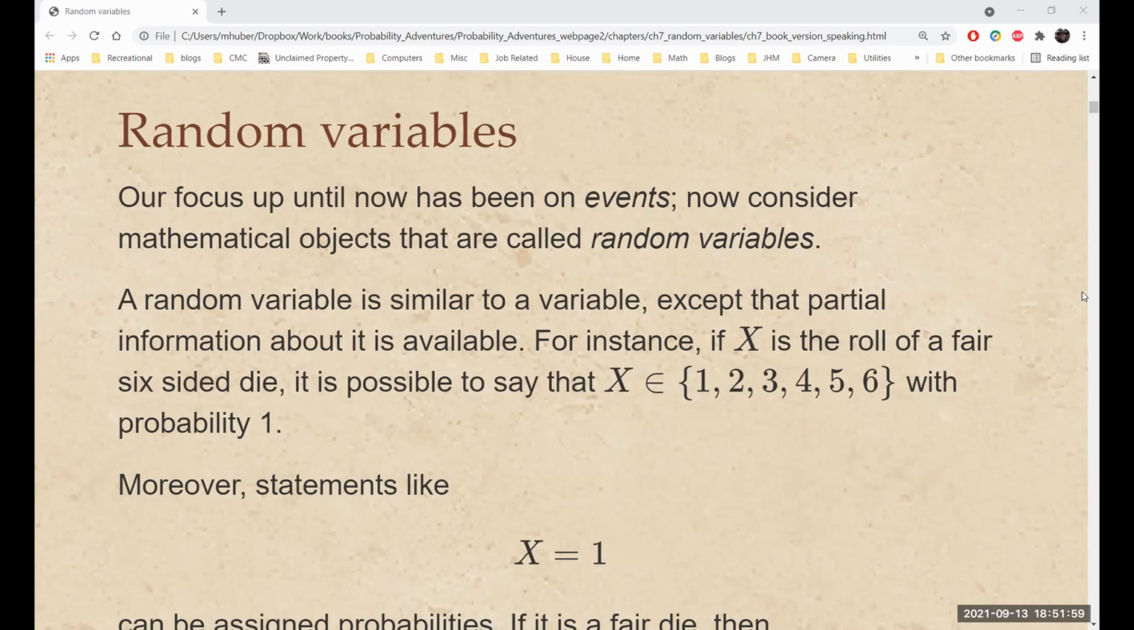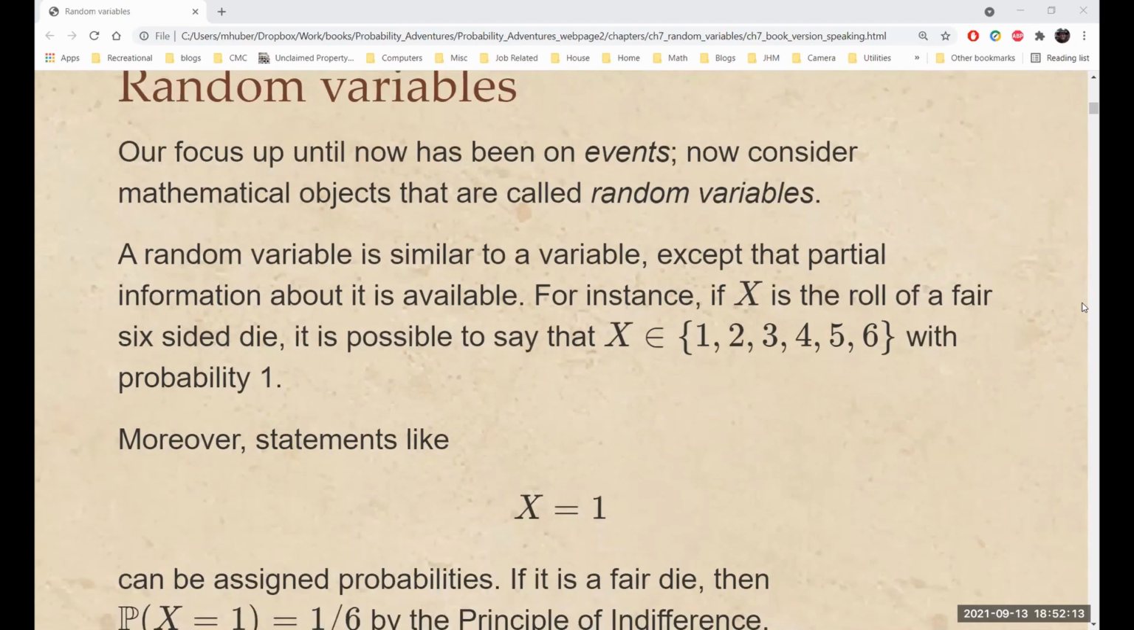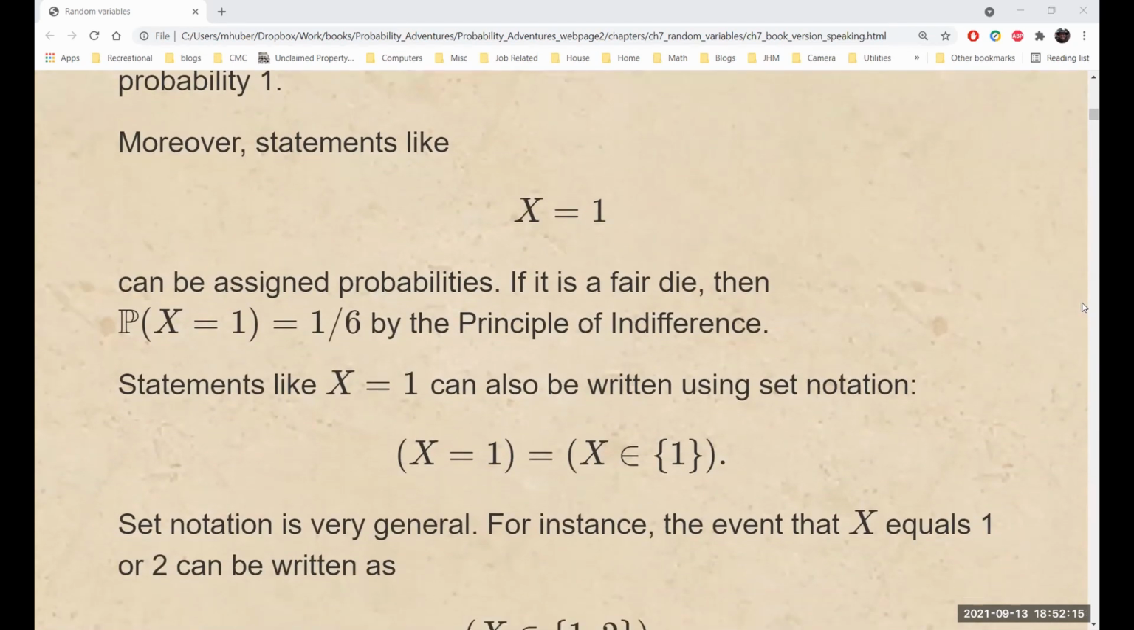For instance, if X is the roll of a fair six-sided die, it is possible to say that X is in {1, 2, 3, 4, 5, 6} with probability 1. Moreover, statements like X equals 1 can be assigned probabilities. If it is a fair die, then the probability that X equals 1 is 1/6 by the principle of indifference.